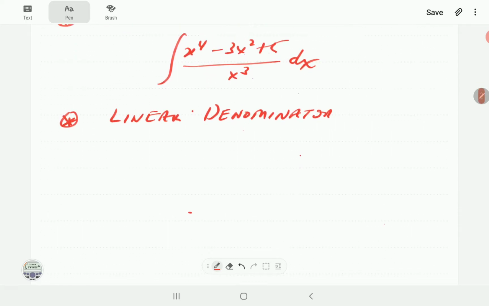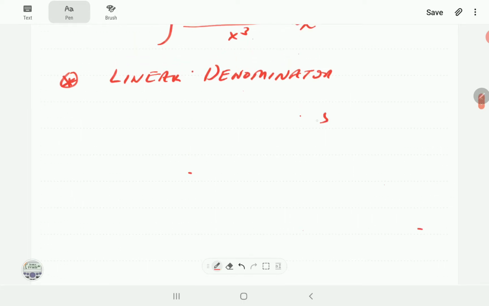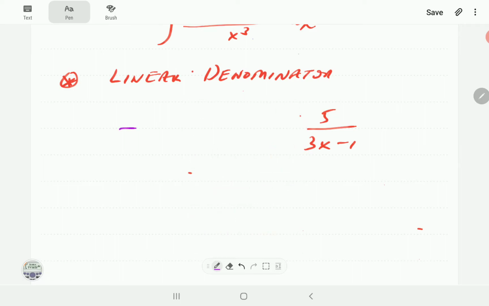So that's something like 5 over 3x minus 1. So okay, the case where the denominator is linear is going to have two further subdivisions. The first one is when our rational expression is a proper rational expression. The other case is where the rational expression is improper.